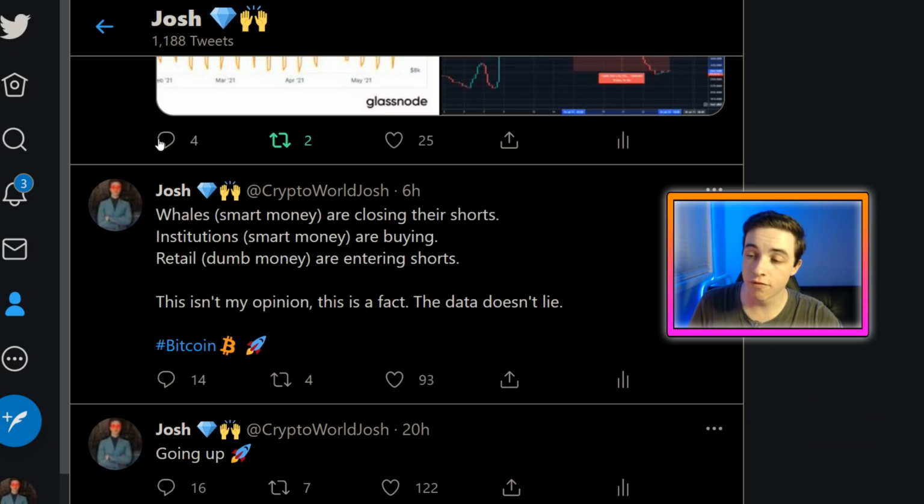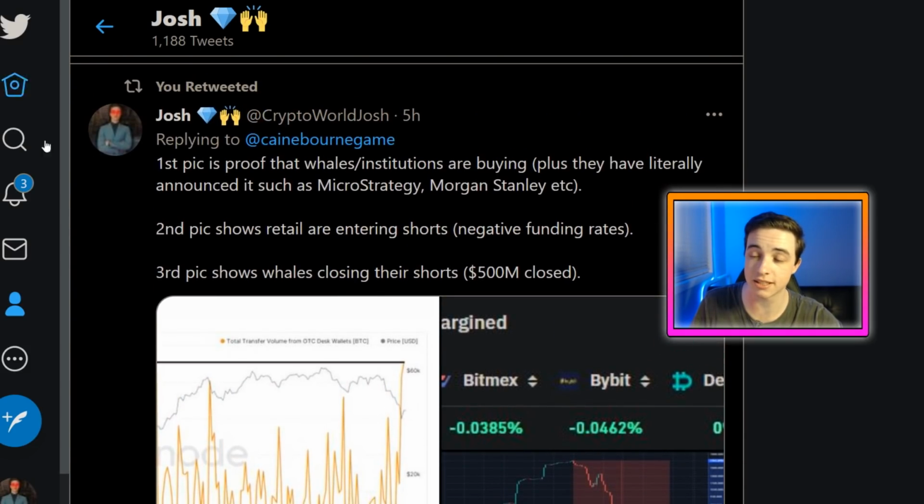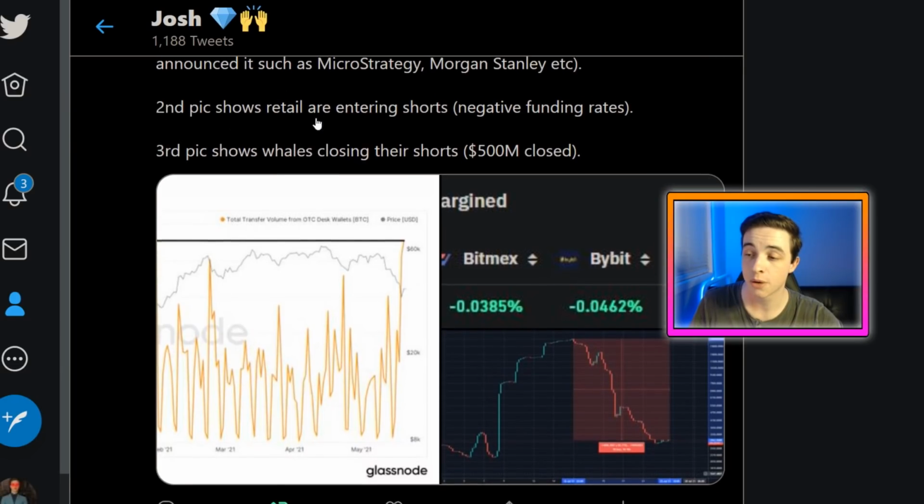And as I just said over on my Twitter, as you can see, I said whales, which is the smart money, are closing their short positions. Institutions, which is the smart money, are buying into Bitcoin. And retail, which is also known as the dumb money, generally speaking, are actually entering short positions. I said here that this isn't just my opinion, this is actually a fact. We've got data to back this up. I did back this up over on my Twitter once again with all of this proof.